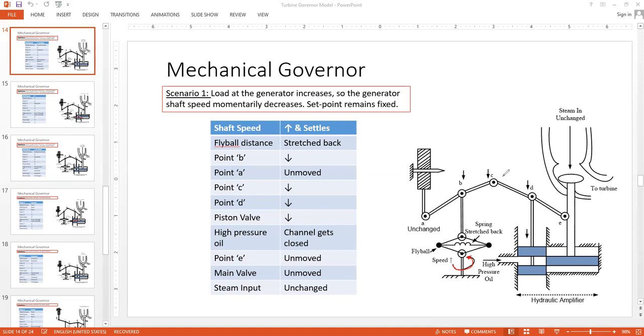Point B will be shifted downwards. Point C will be shifted downwards. D will be shifted downwards. And correspondingly, there will be some openings in the lower side, this side. The high pressure oil is there, so it will flow through this channel opening, the next slide that was shown. Accordingly, the force will push this big shaft into the upwards direction. So this was scenario number 1.